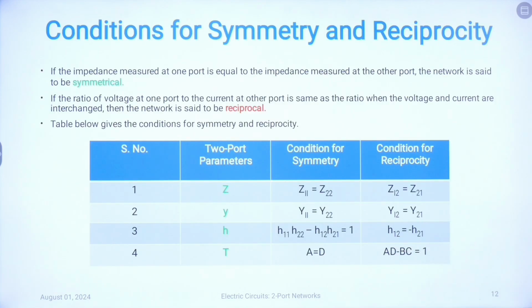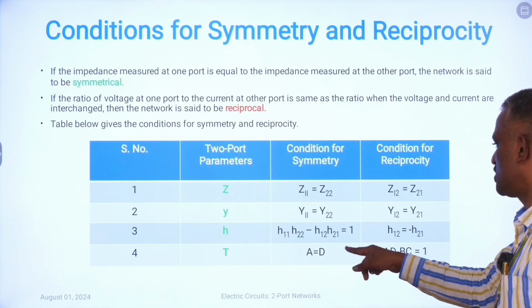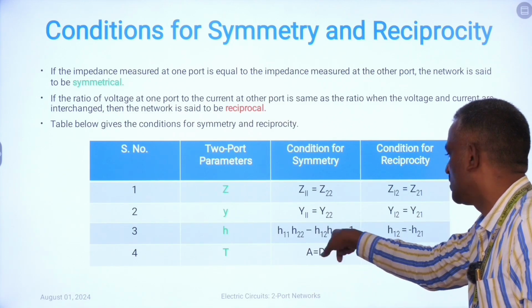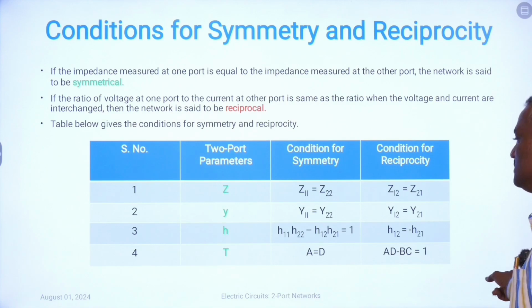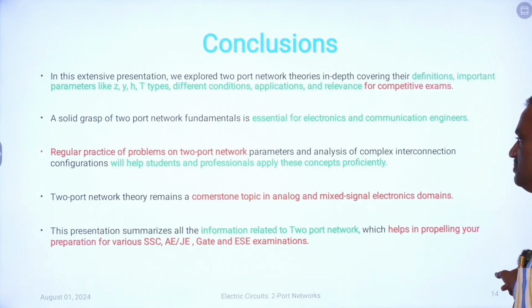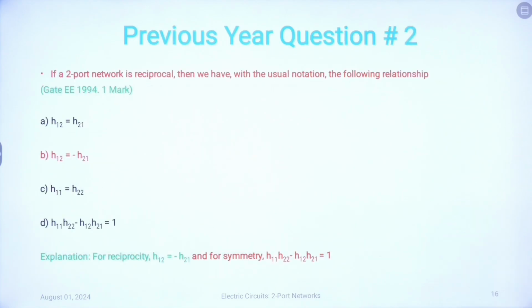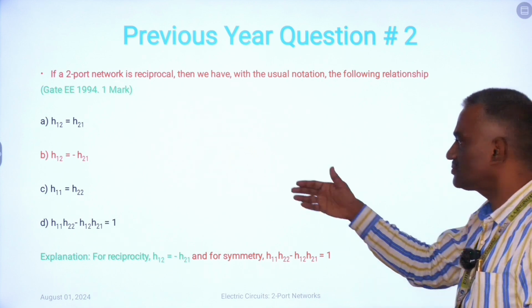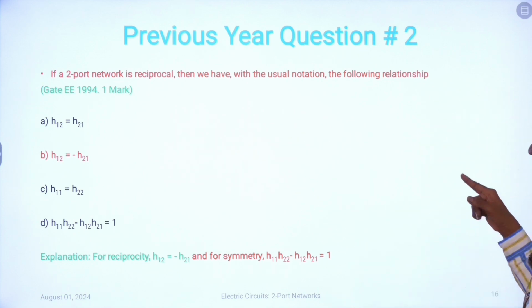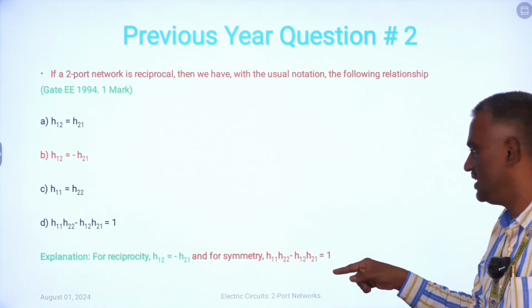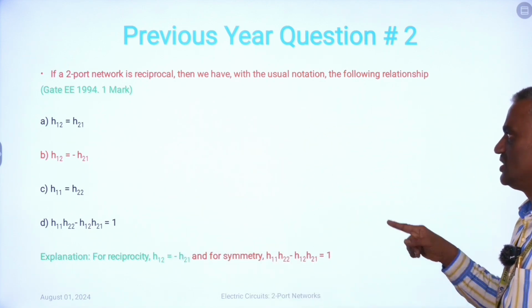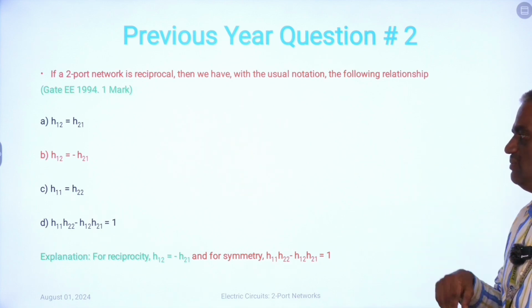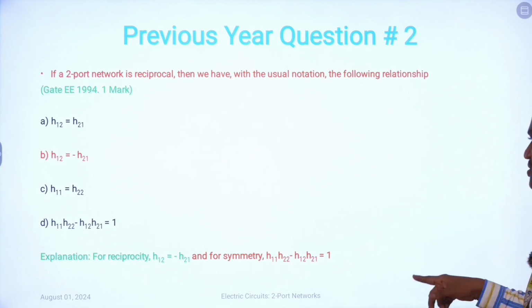So here it is. If you take the H parameter, the condition for symmetry is this one. The condition for reciprocity is this one. That is what is asked there. Coming back to the second question, B is the correct option, that is nothing but reciprocal. You should be very careful. The condition for symmetry is also given, but the question is only about reciprocity. It is reciprocal, so we'll be getting only H12 is equal to minus H21.